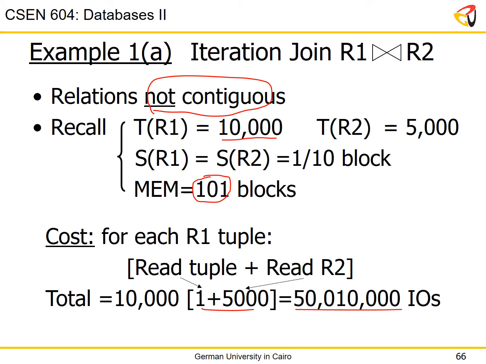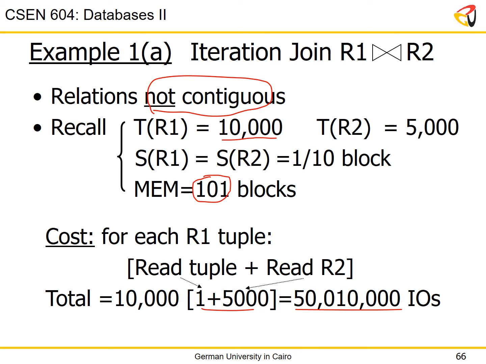So it's reading 1 from R1 and then reading all of R2. So it's 1 plus 5,000. 1 IO plus 5,000 IOs. Because again, the relations are not contiguous. So I will spend 1 IO per row. So 5,000 IO for R2, 1 IO for R1, and I will do the match on the 1000 against the 5000.